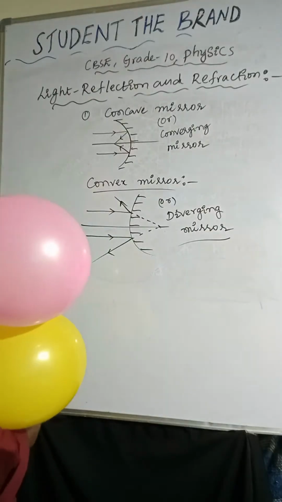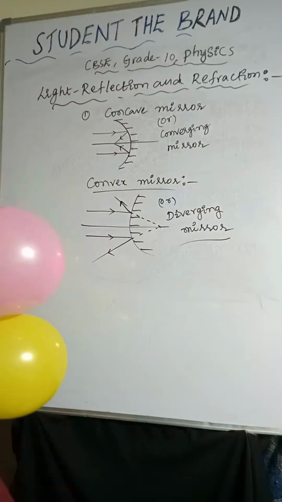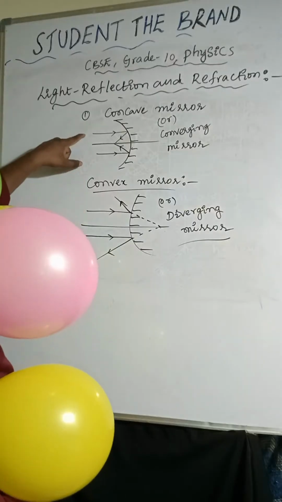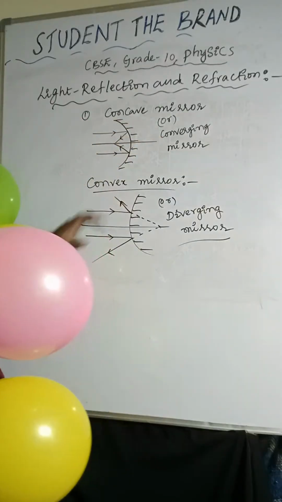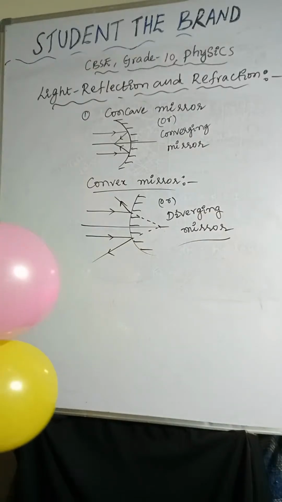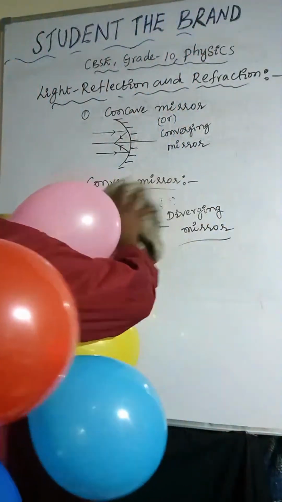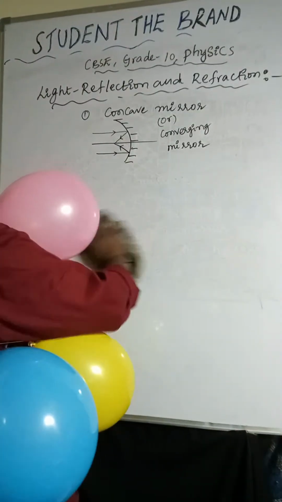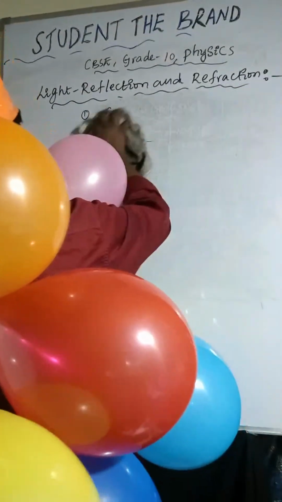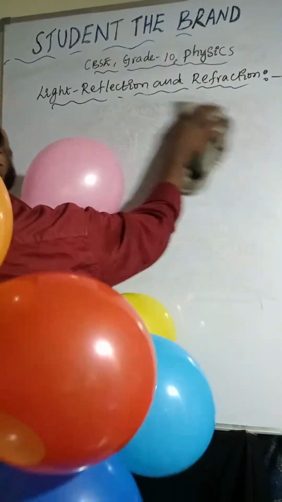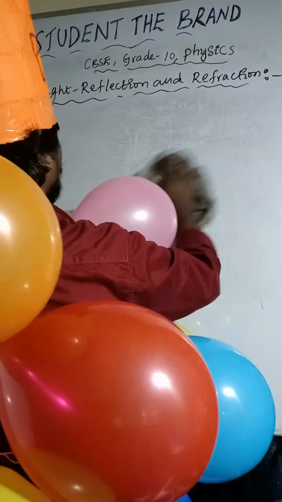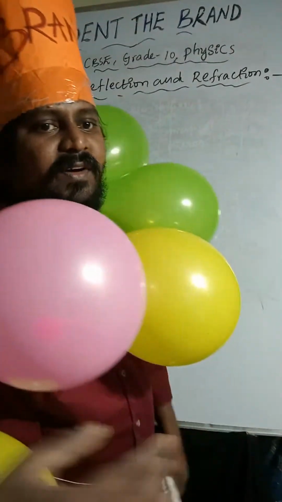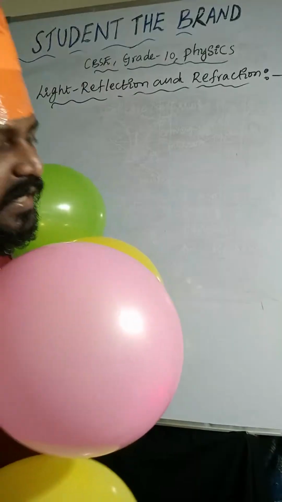So observe carefully: here reflection takes place inward, here reflection takes place outward. So concave mirror, converging mirror; convex mirror, diverging mirror. I hope it is very clear now. So we'll discuss ray rules and image formations. Be ready for it.